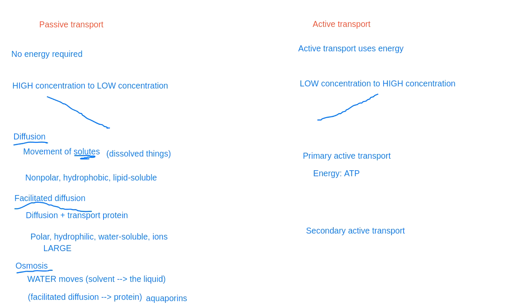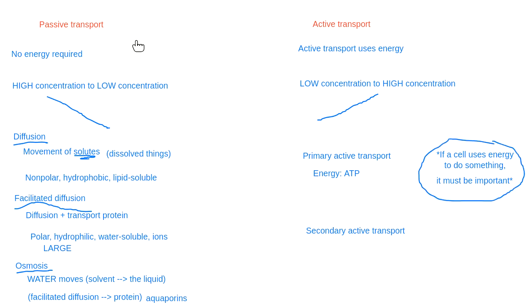Here we go. If a cell uses energy to do something, it must be important. This is a big picture here. If a cell is willing to use energy to do something, it must be important for helping that cell to stay alive. So if the cell is doing the process of primary active transport, where it's spending its ATP monies, basically, to make something happen, that must be vital for it to stay alive.